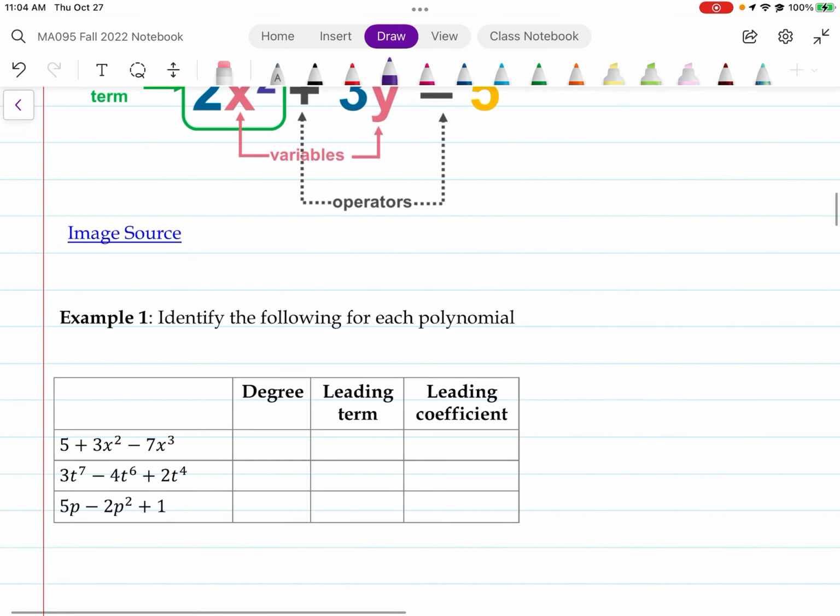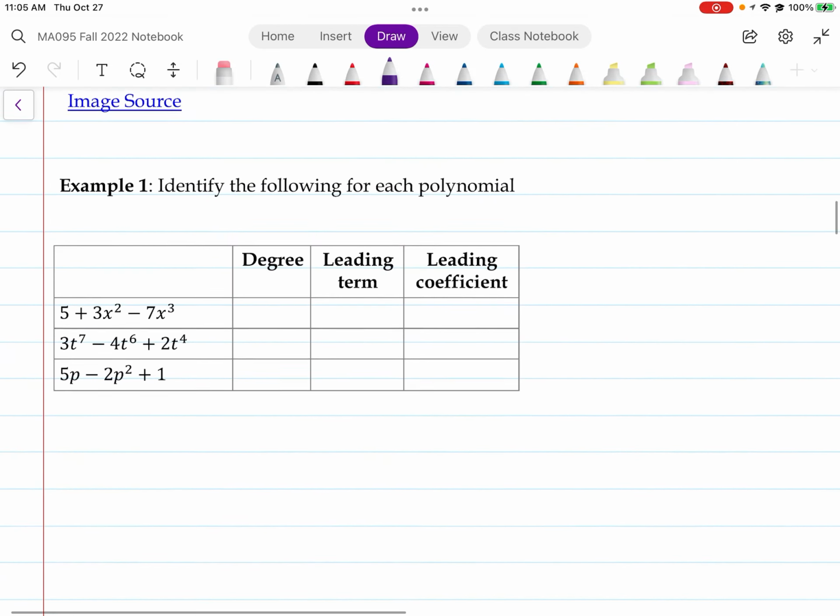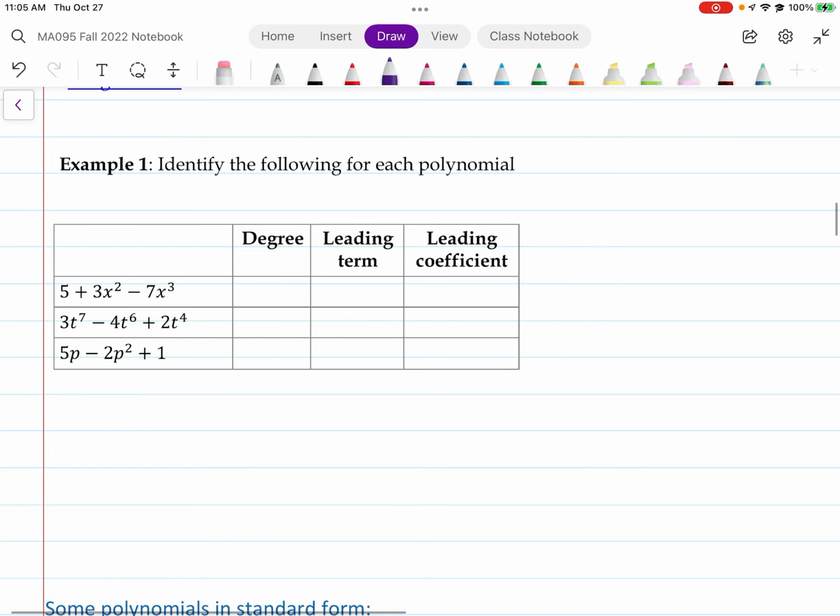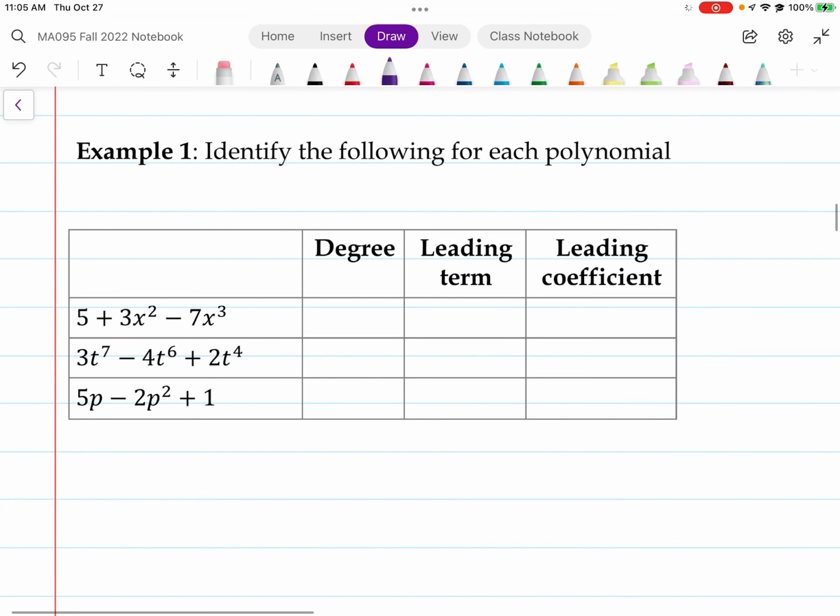All right, so moving on to the first example. Identify the following for each polynomial. We're supposed to look at the degree, the leading term, and the leading coefficient for each one. So the first thing you want to do, and it's kind of hard to figure out which one you're going to do first, is go through here and find the one with the highest exponent on it. And that is this term here.